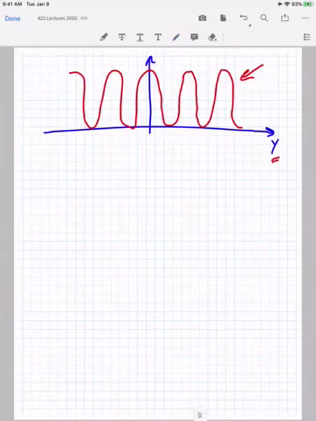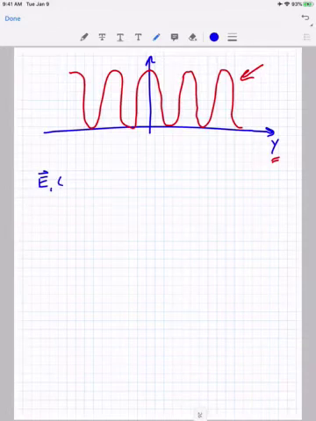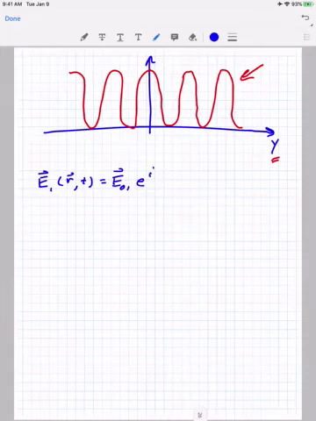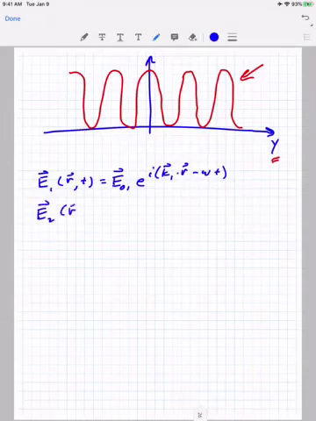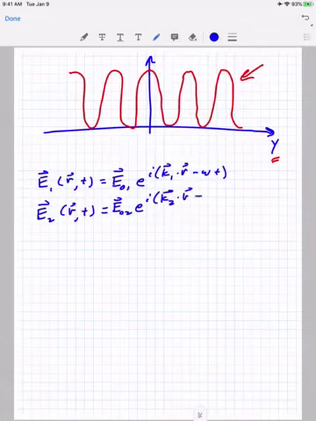So the equations for this are that I'm going to have an electric field. Let's go ahead and think of this in terms of light. So I'm going to have an electric field coming from slit 1, and then we're interested in looking at that as a function of position and time. And so that's going to be equal to E01, and then e to the i, K1 dot r minus omega t. And let me just go ahead and do E2, that's going to be r, t is equal to E02, and then e to the i, K2 dot r minus omega t.